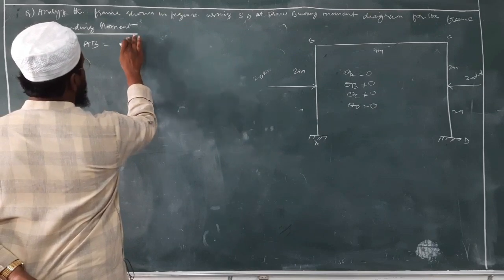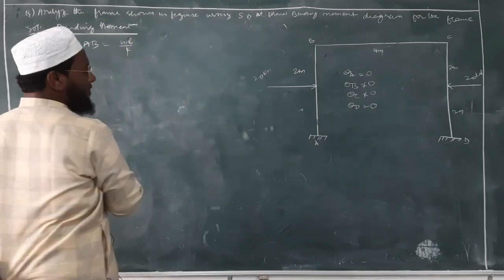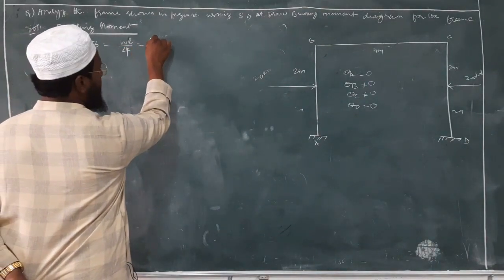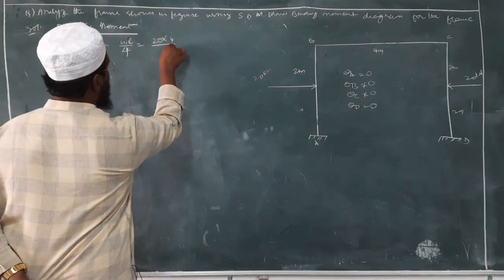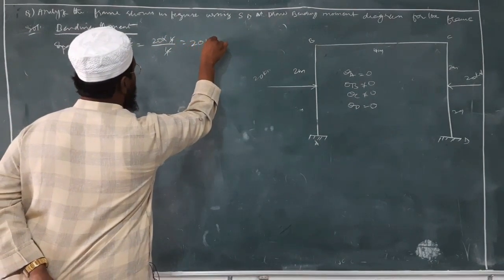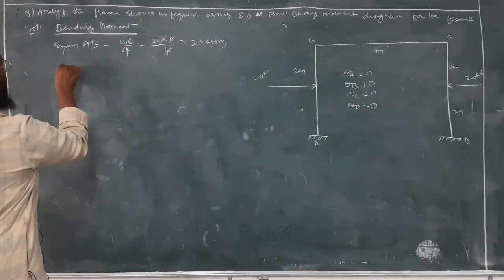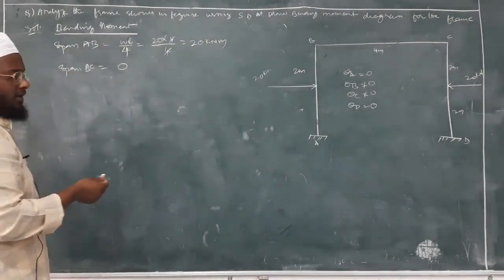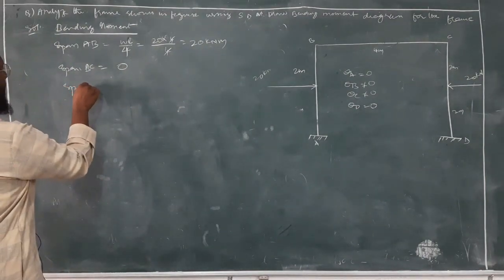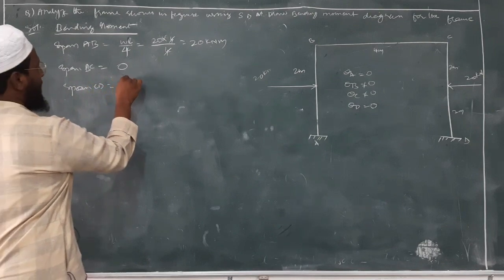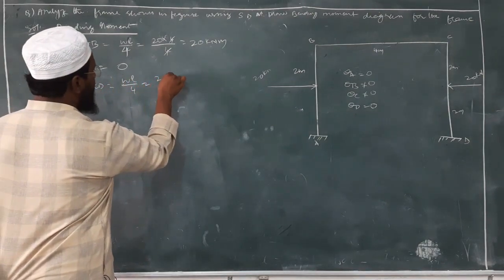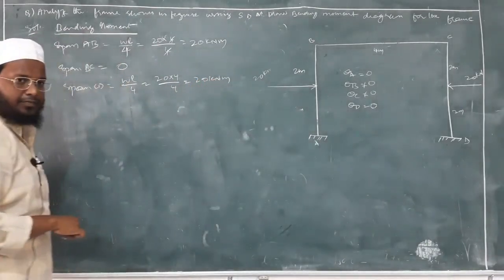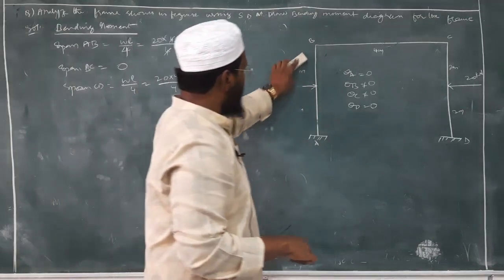WL, yes, WL by 4. So WL by 4 is, W is 20 into 4 by 4. 20 kilonewton meter. For span BC, 0. We do not have any load over there. What about span CD? WL by 4, that is 20 into 4 by 4 is equal to 20 kilonewton meter. Alright. So I will draw the bending moment diagram here itself.